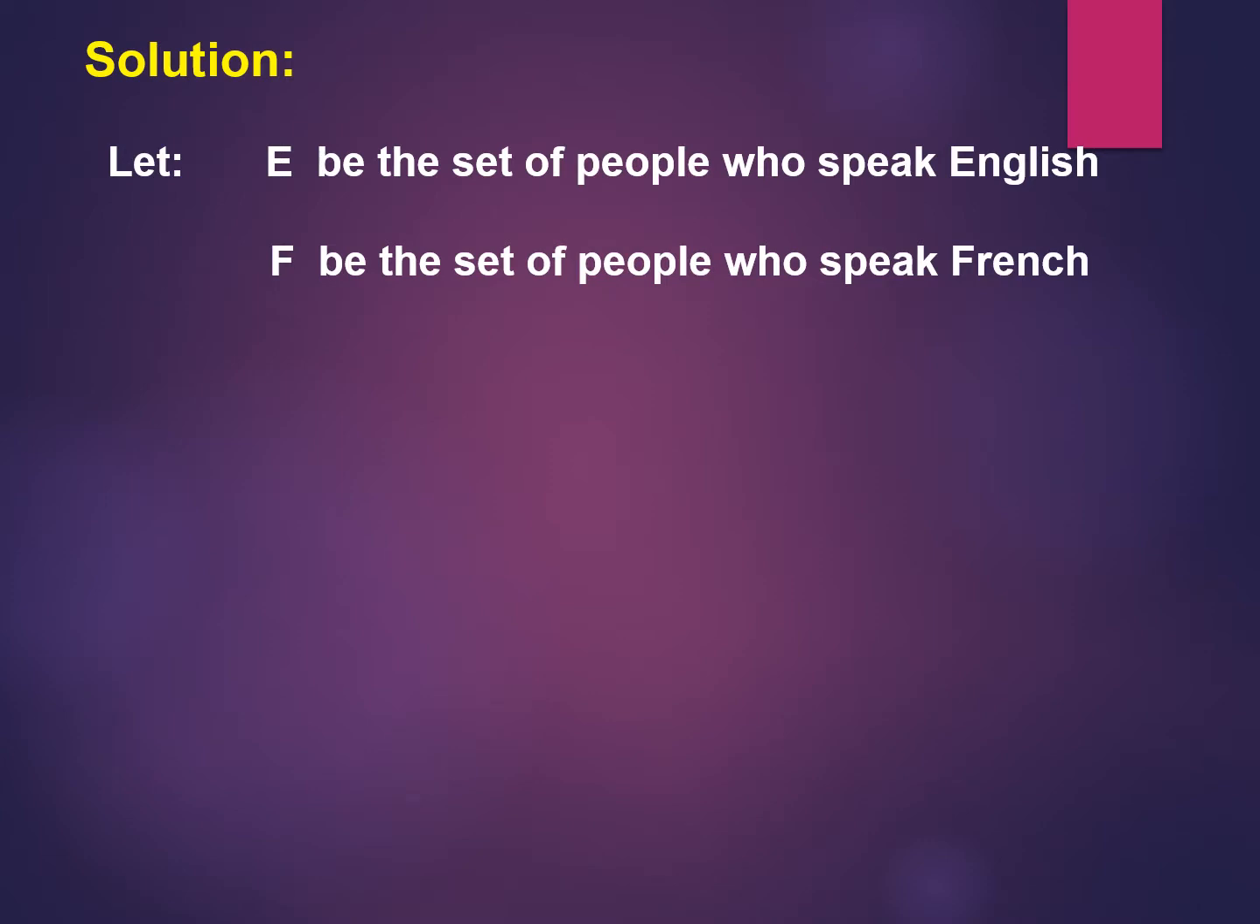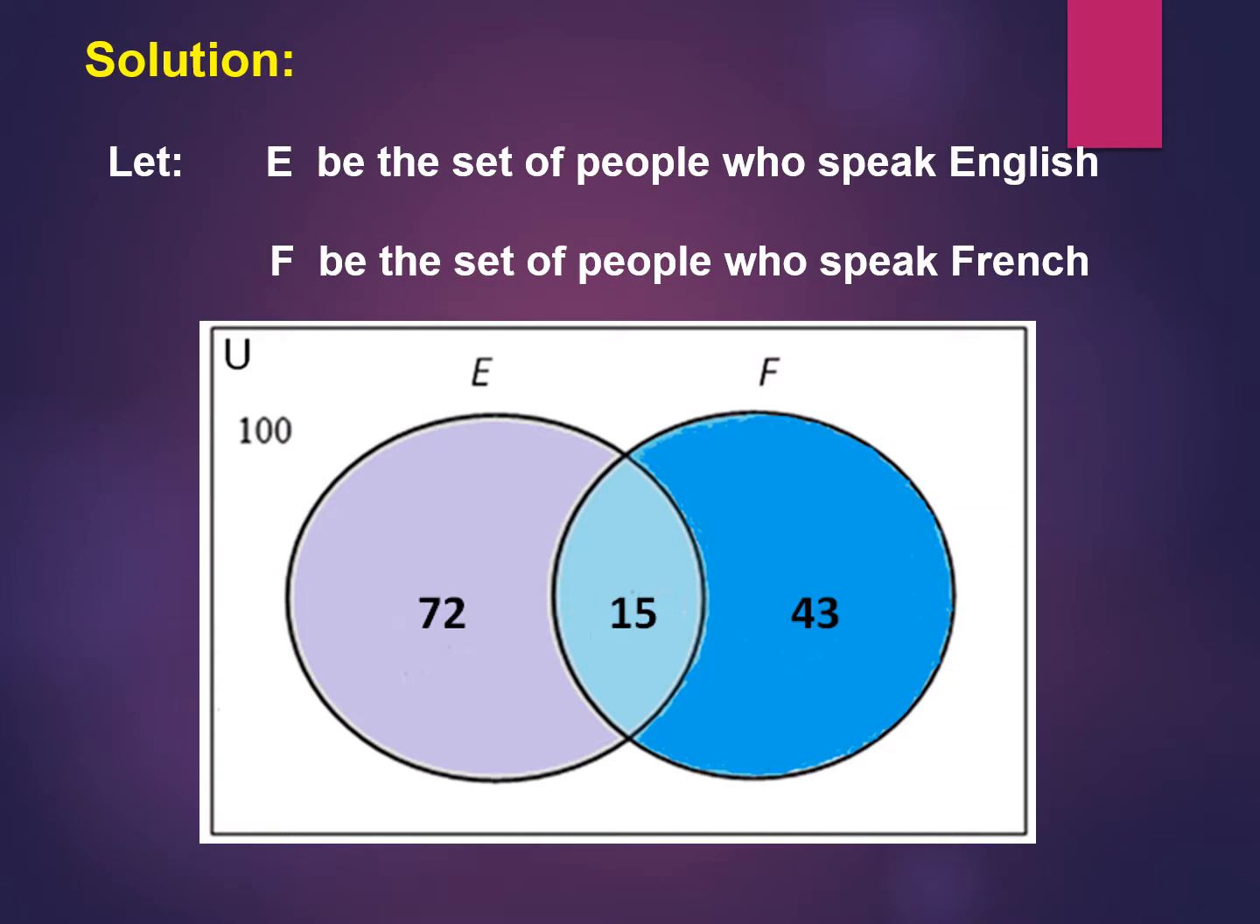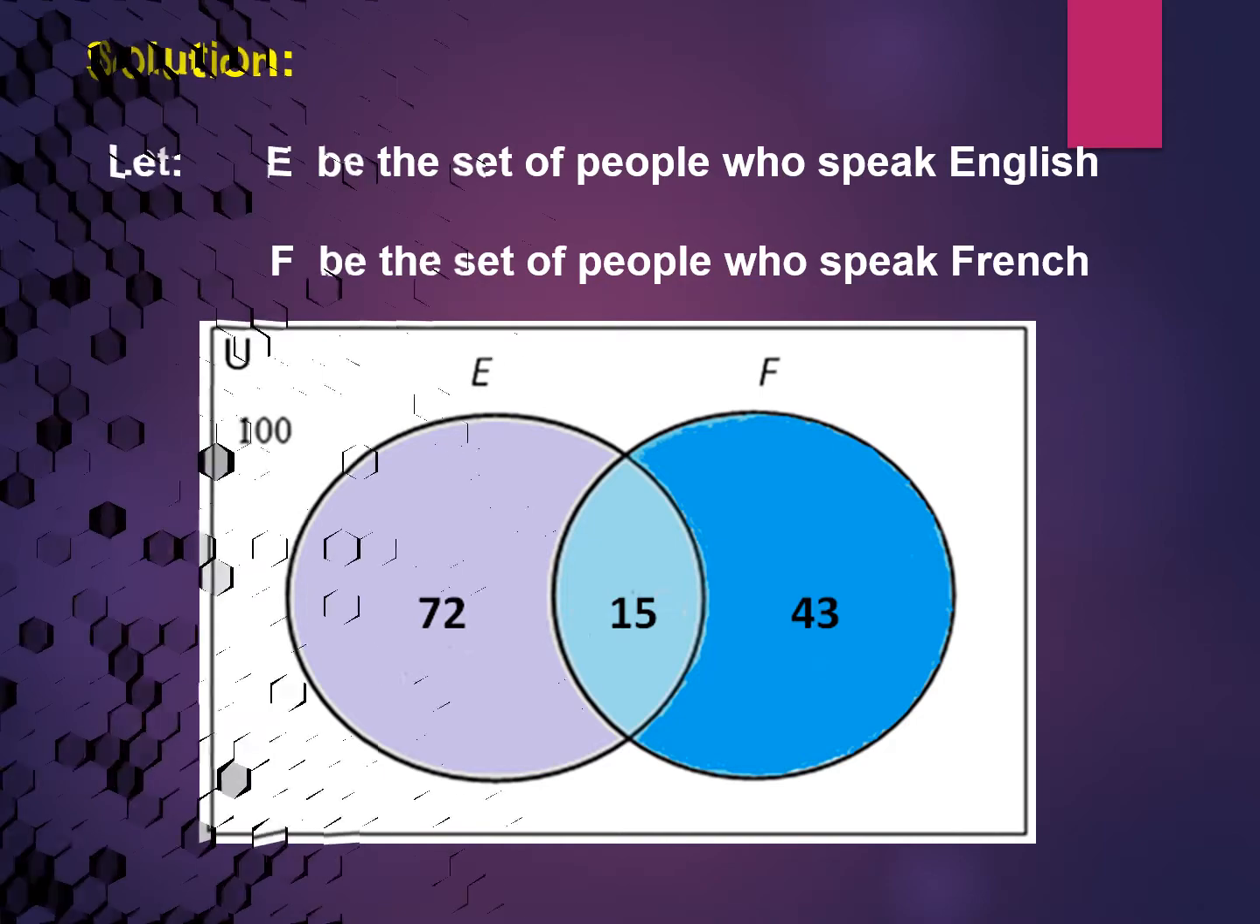Second step, represent each set by a variable. So let E be the set of people who speak English, and let F be the set of people who speak French. Third step, create a Venn diagram to illustrate the problem. In step 4, fill up the number of elements in each circle and overlapping circles. Fifth step, apply the inclusion-exclusion principle.